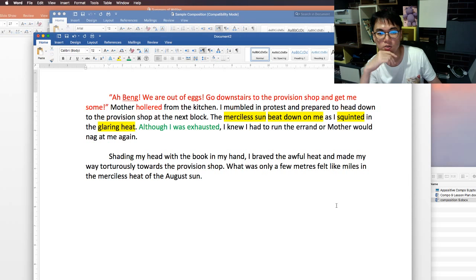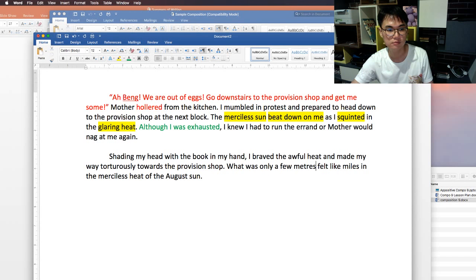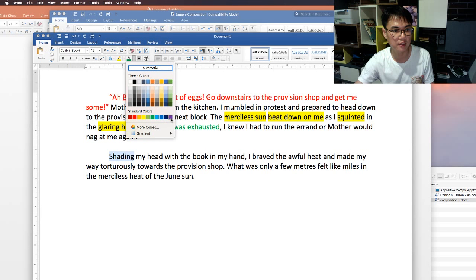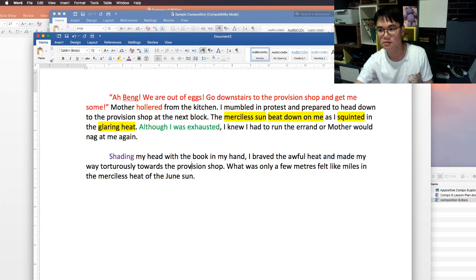So again, can you tell me what strategy I have just used at the very beginning of my paragraph? June as well, very good. John, I don't need to say that Ah Beng has a book. I can just mention it right here. There's nothing wrong with what I'm writing. Participle, very good. So shading my head, right? I'm going to color this a different color.